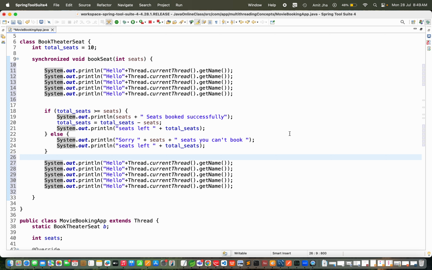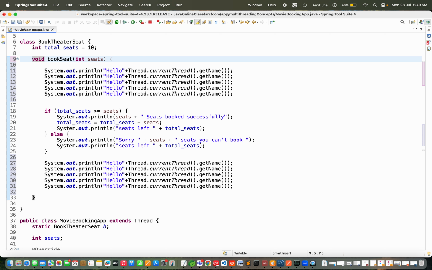Suppose your method contains 5,000 lines or 10,000 lines, and you need to synchronize only a couple of lines. Why should we keep the entire method synchronized unnecessarily? That is why an important feature came into multithreading, called the synchronized block.